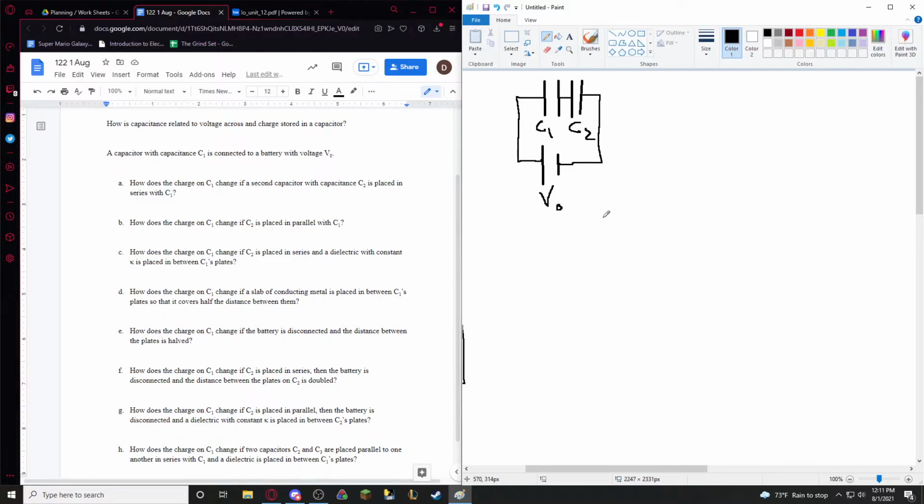Take a minute to think about it. Would the charge increase or decrease or stay the same? Do either of you know? Would it increase, decrease, or stay the same?